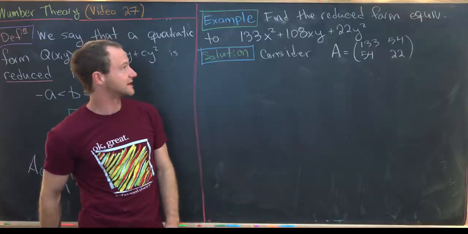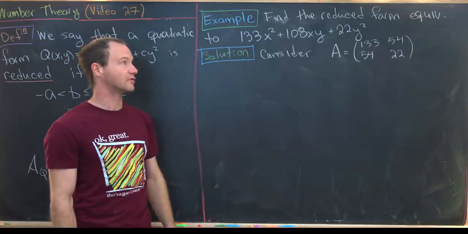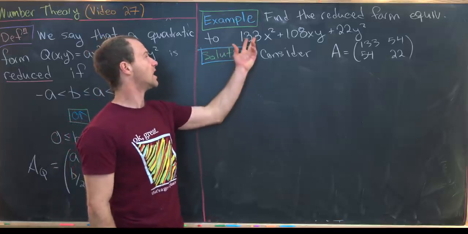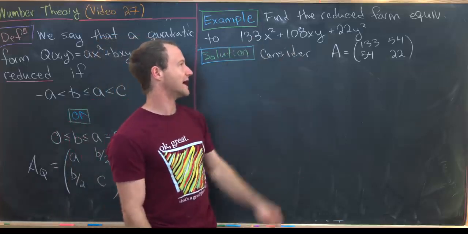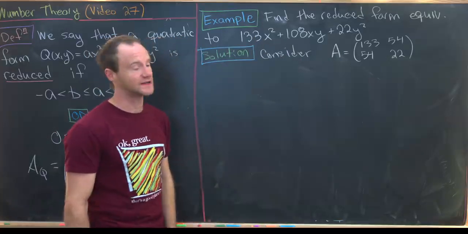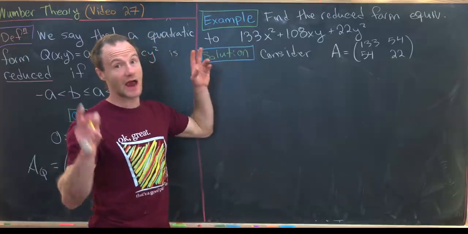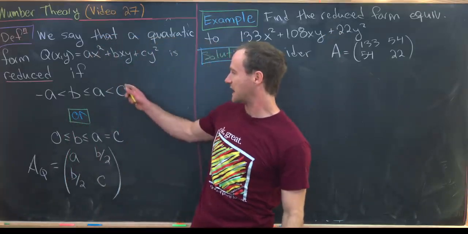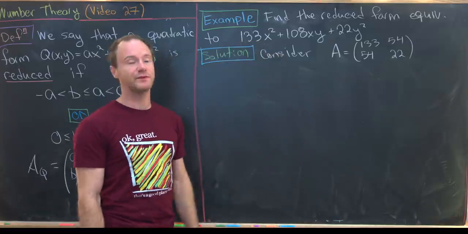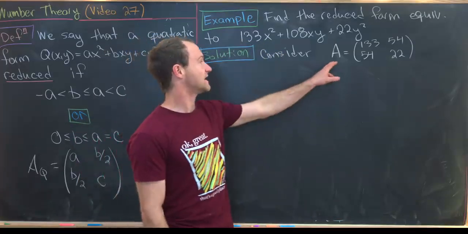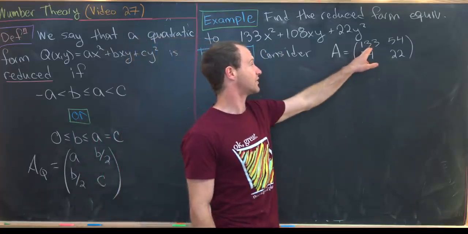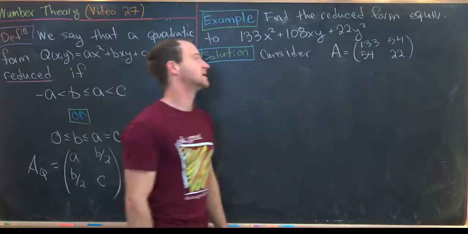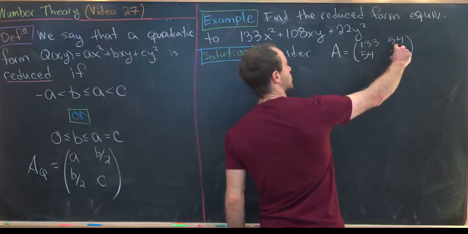All right, now we're ready to look at an example. So we want to find the reduced form equivalent to the following quadratic form. So 133x squared plus 108xy plus 22y squared. So let's notice that our A component is most definitely bigger than our C component. So that's not satisfied in any of these cases. So that means we've got some fixing to do. So let's define this matrix A, which is 133, 54, 54, 22. Notice that's 108 over 2. Again, we see that this component is larger than this component.